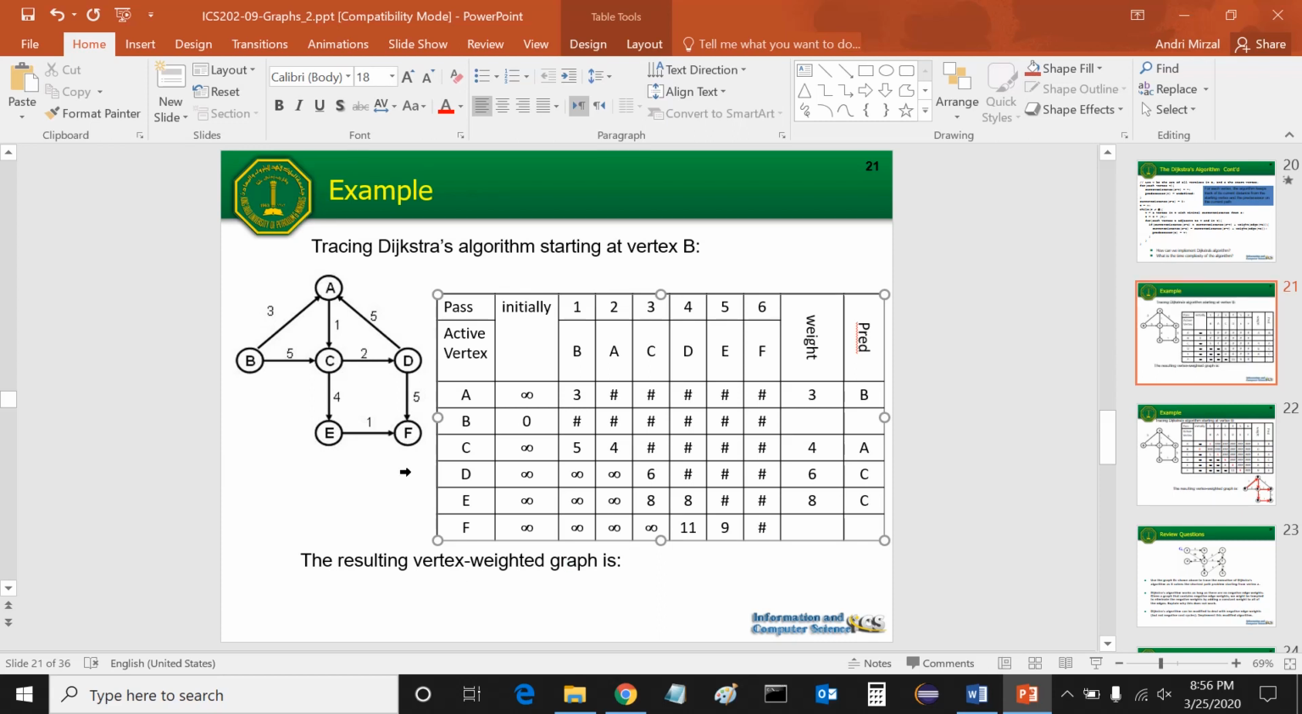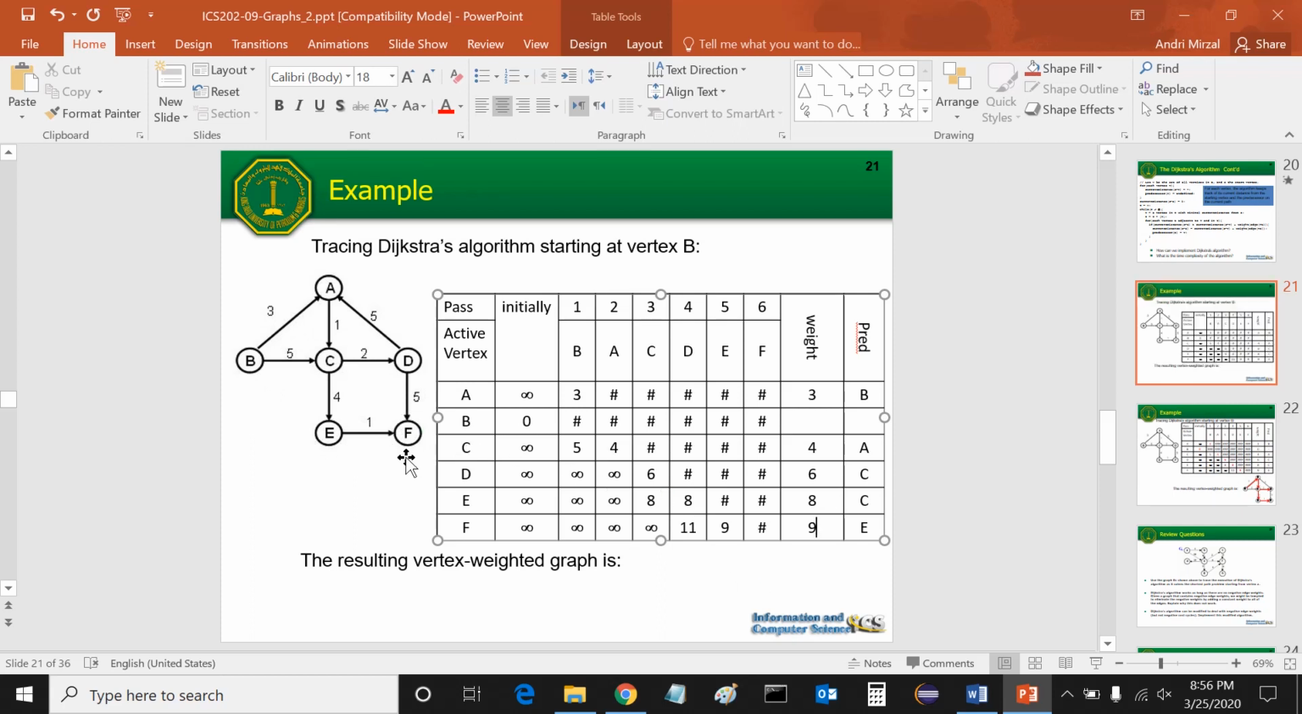Then you know that to reach F, we use this path before, right? Because that will result in 9 as the total weight. 3 plus 1 plus 4 plus 1. That will be E. So E is the predecessor of F. Then the weight for F will be 3, 1, 4 and 1. That will be 9.